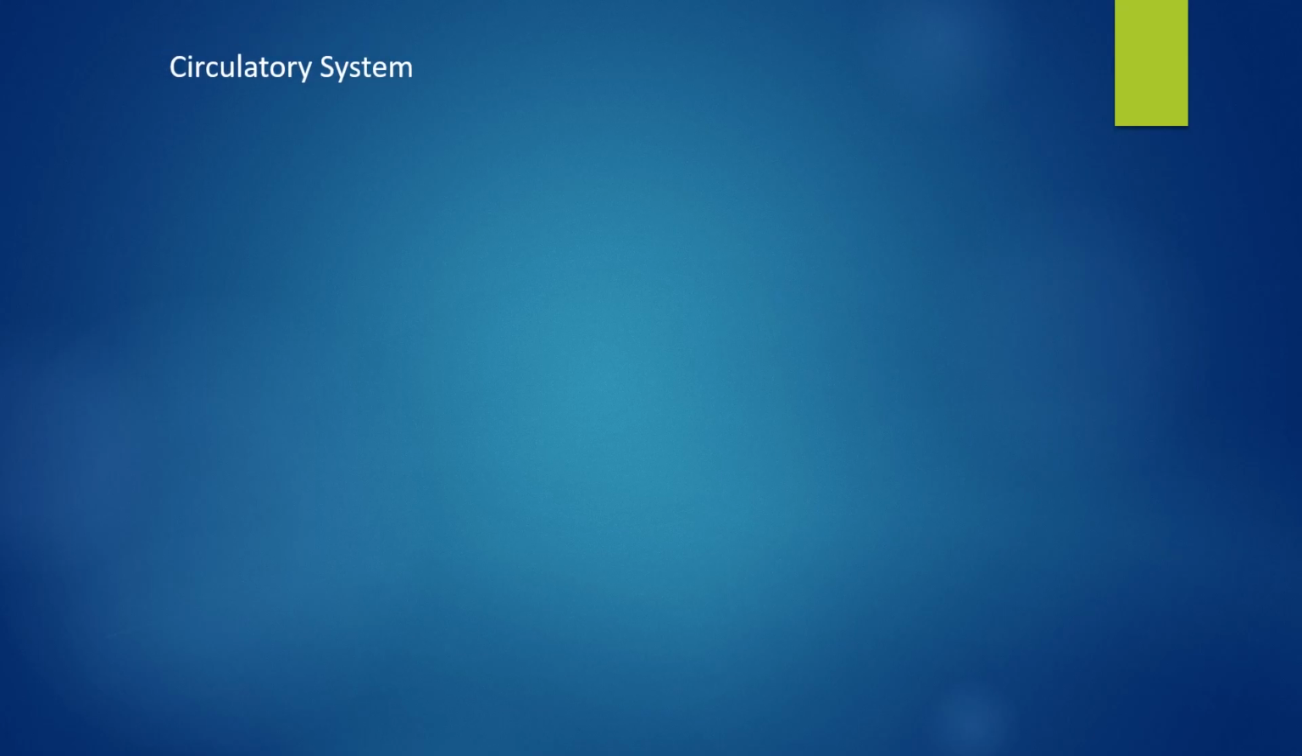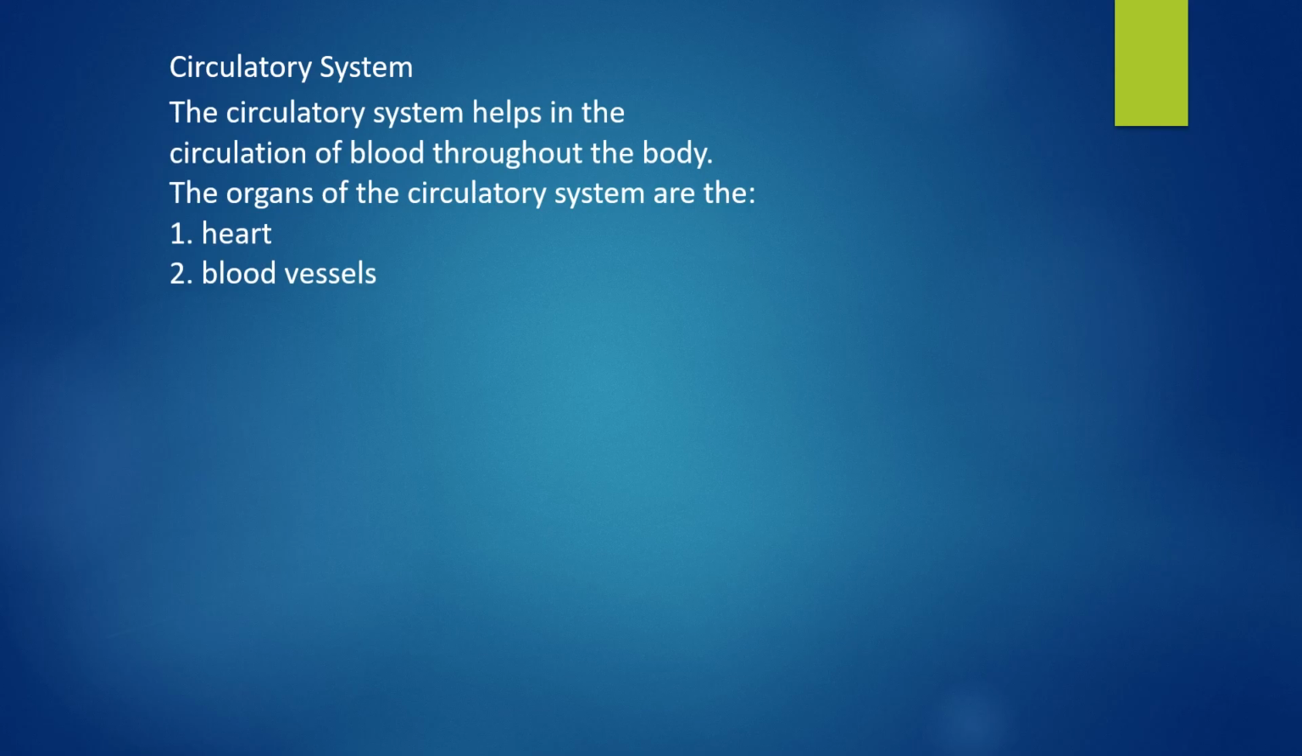Here we are going to learn about the circulatory system. The circulatory system helps in the circulation of blood throughout the body. So we know that in our body there is a lot of blood. So how does the blood work in our body? What is the work of blood in our body, or how does it work? Let's learn about that. The organs of the circulatory system are the heart and blood vessels.